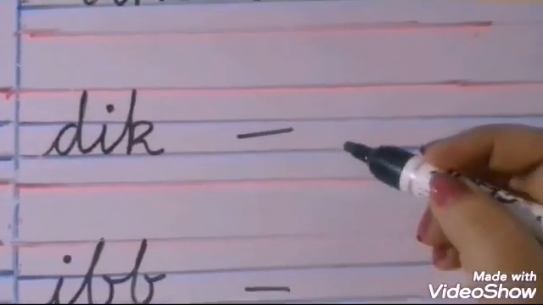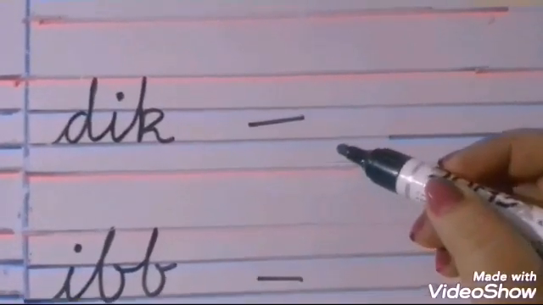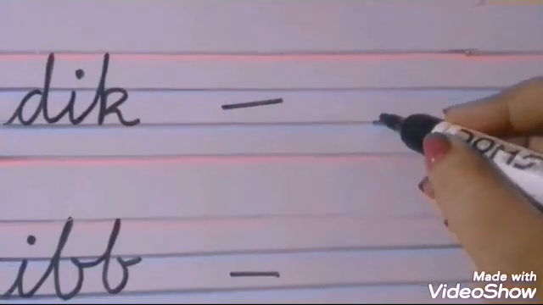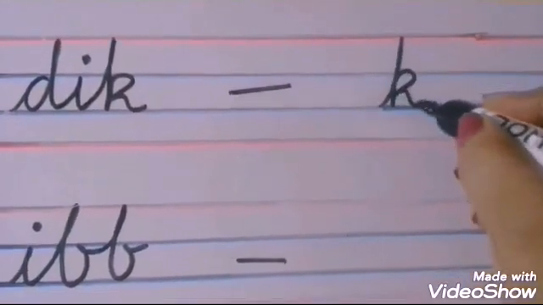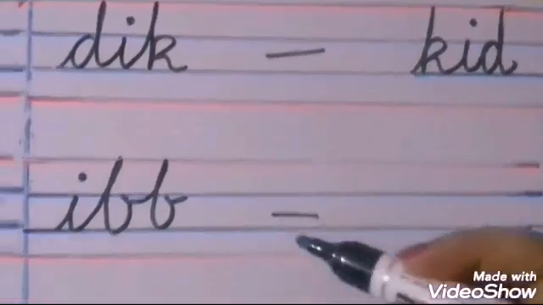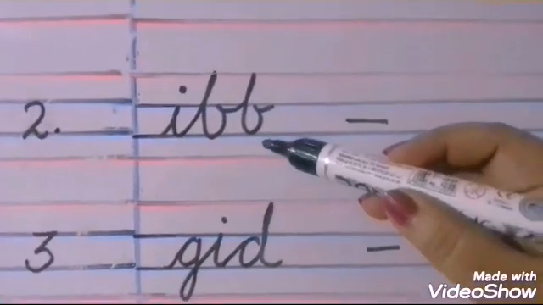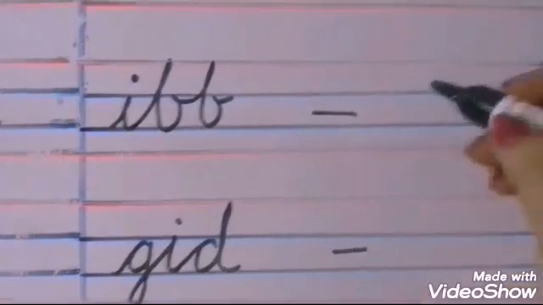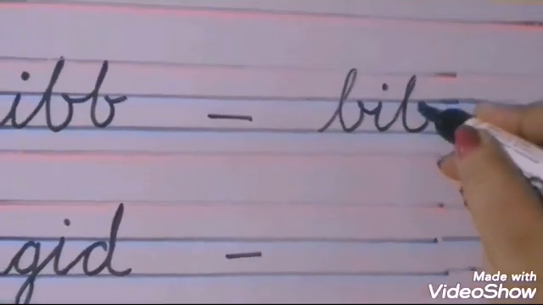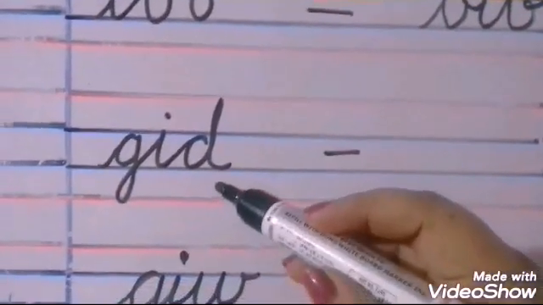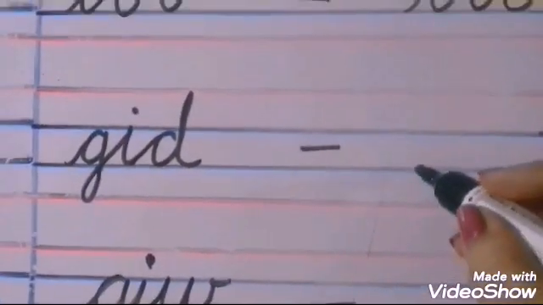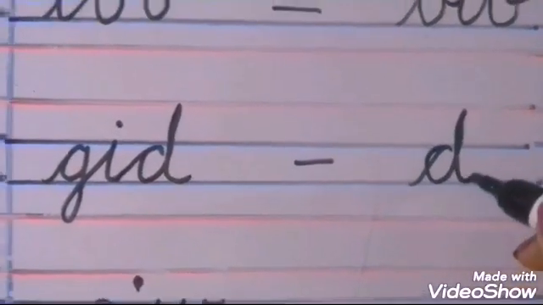For example, what will be the unscramble word of DIK? The unscrambled word for DIK will be KID, kid. What will be the unscrambled word for IBB? It will be BIB, bib. What is the unscrambled word for GID? It is DIG, dig.